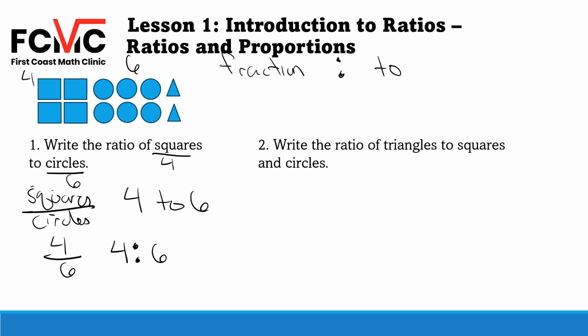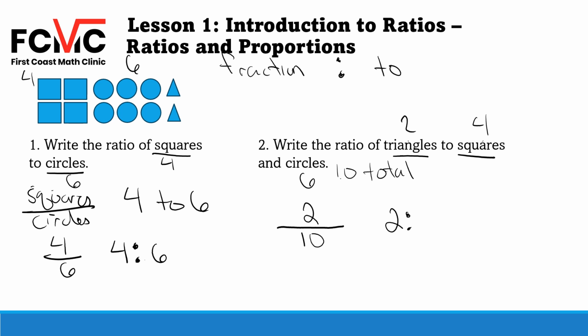Number 2, write the ratio of triangles to squares and circles. So triangles, we know we've got 2 triangles, squares and circles. So we've got 4 squares and 6 circles, so we've got 10 total. So for our fraction, 2 triangles to 10 total squares and circles, 2 over 10. Using our colon, we could write 2 colon 10, and then 2 to 10.